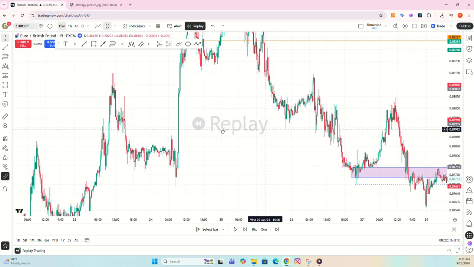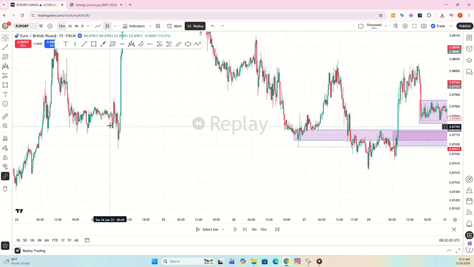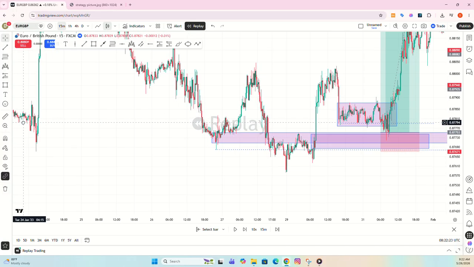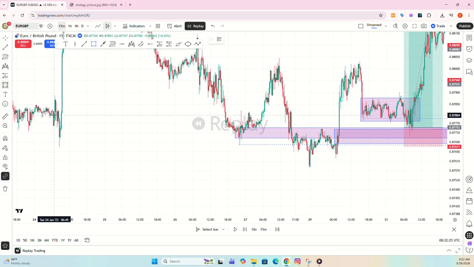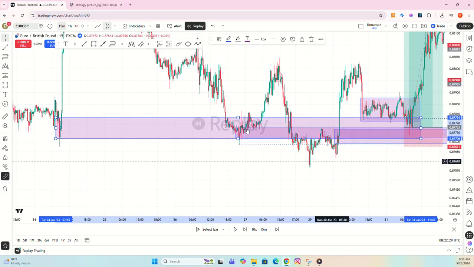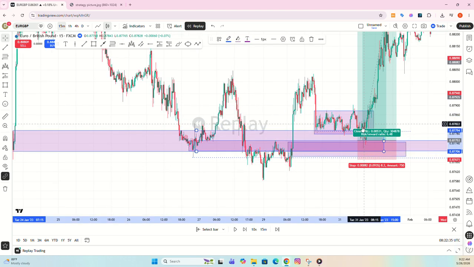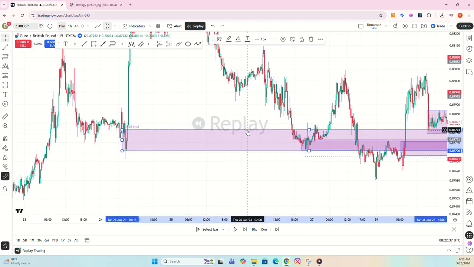So this is a setup we missed. Which setup did we miss again? And if you look at this breaker block, this is another breaker block again. This place didn't respect this breaker block, but it came and respected it here.